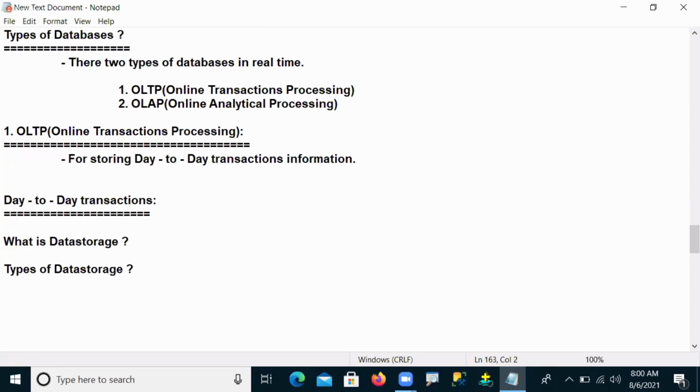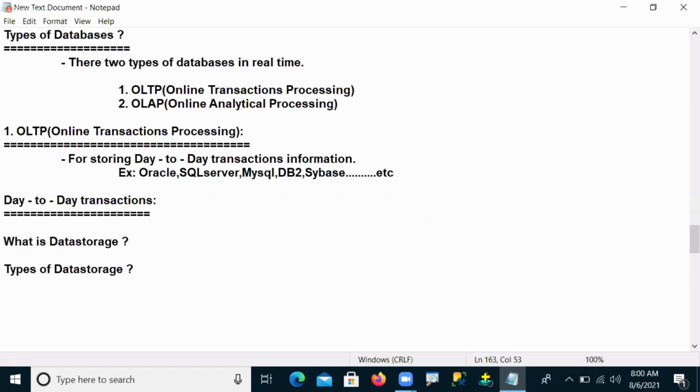OLTP databases. And, sir, can you give examples of OLTP database software? That kind of question comes up, right? So OLTP databases are Oracle, SQL Server, MySQL, DB2, Sybase. These are the best examples of OLTP.